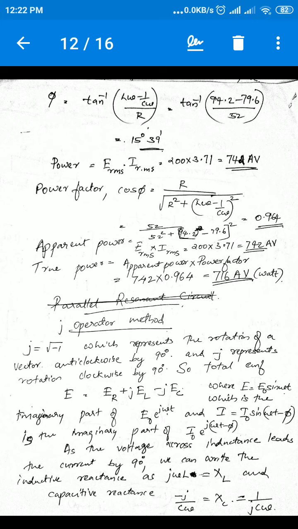So I0 cancels. So it is R by root of R square plus L omega minus 1 by C omega whole square. That is called power factor. Cos phi. Cos phi is power factor. And we can find that it is 0.964. So you need to multiply this power factor to the apparent power, and then you will get the true power. So 0.964 into 742 watt, which you get is 716 watt is the answer. Okay. So next class we will study the J operator method.